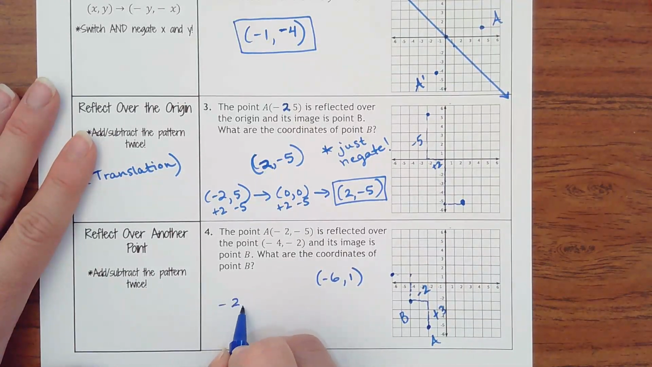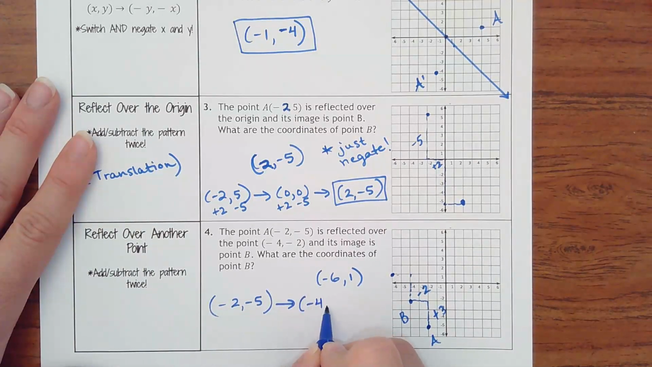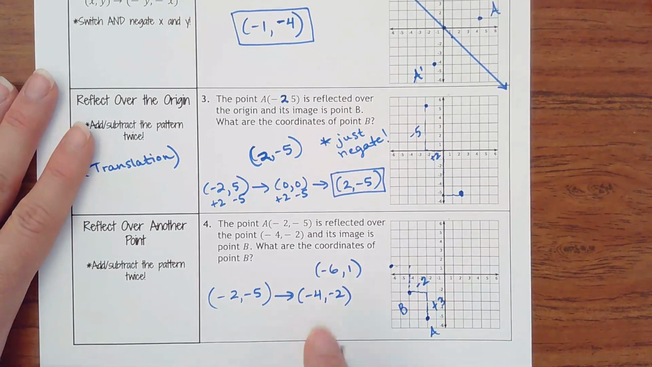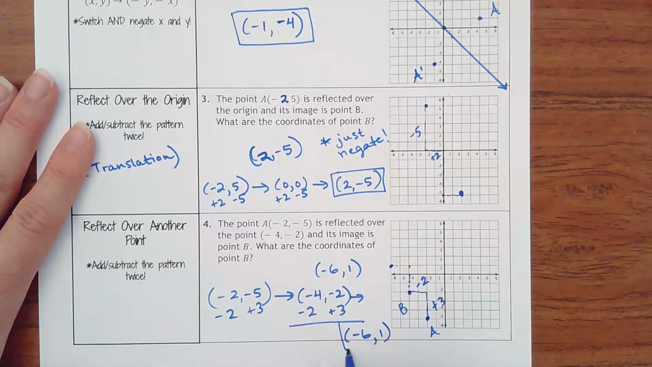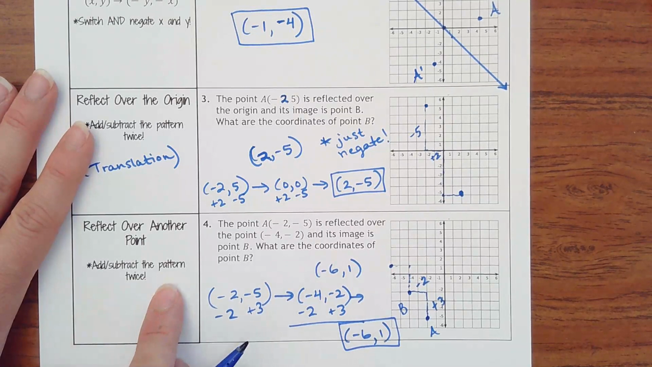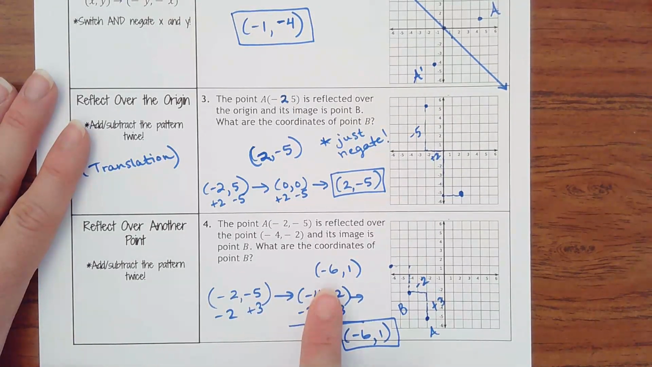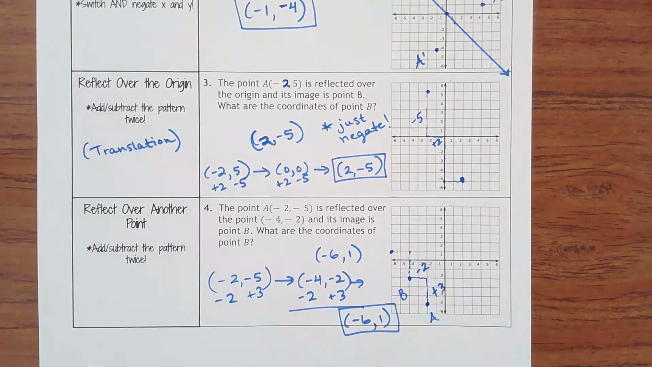But if I have my -2, -5, and I think, how do I make it into -4, -2? -2 plus or minus what gets us to -4? That'd be -2 more. And then -5 plus 3 would get us -2. So if I do that again, I end up with -6, 1. So I think about adding or subtracting a pattern twice to get it to be the correct reflection.